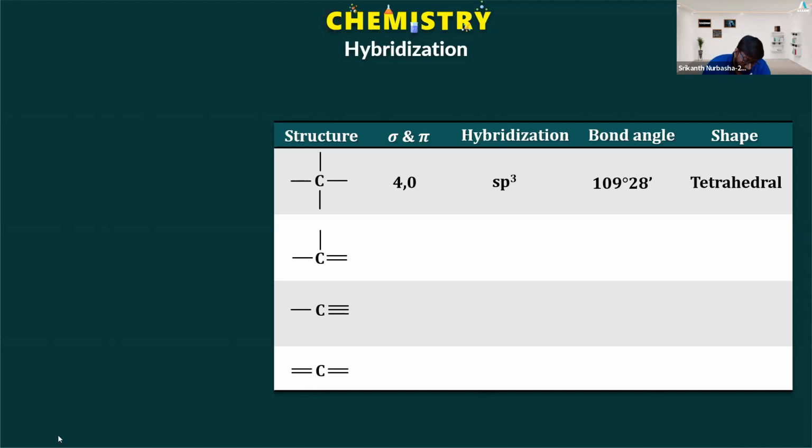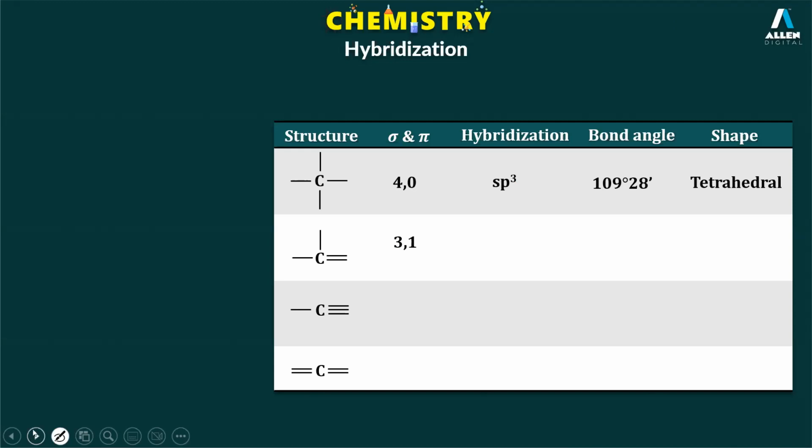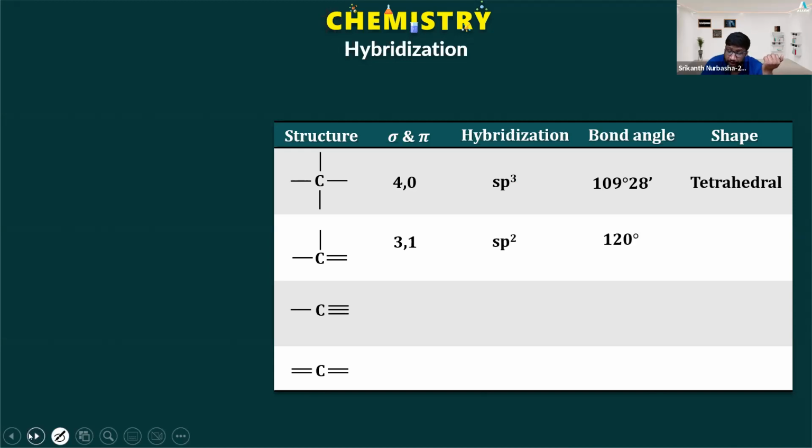Yes, students. So we are talking about a carbon-carbon double bond. Whenever we have a double bond, or any multiple bond, one bond is going to be a sigma bond. The remaining are going to be pi bonds. So how many sigma bonds do we have here? 3 sigma. Three bonds are sigma, and one bond is pi. Hybridization is going to be sp2. sp2 hybridization means the bond angle should be 120 degrees, and shape is going to be trigonal planar.